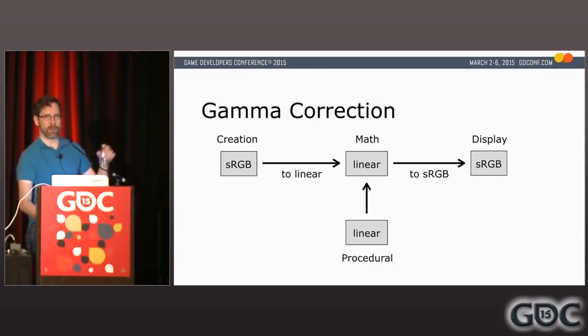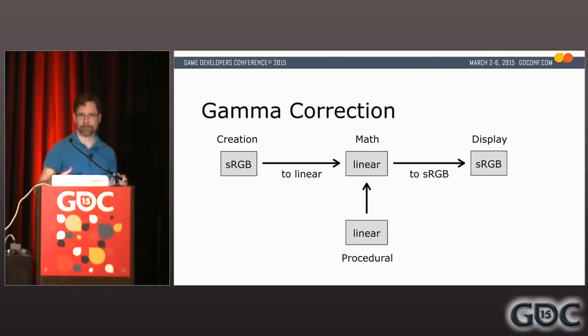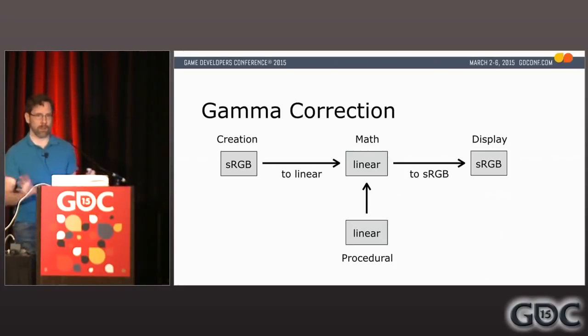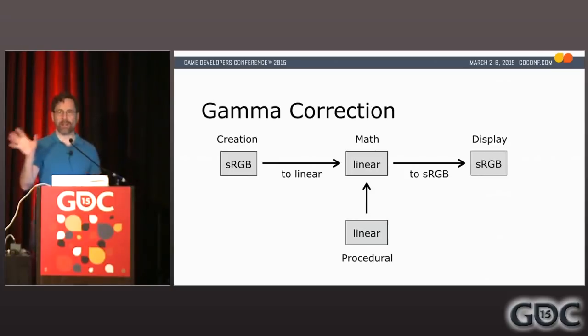So this does raise a question. This seems like a lot of work. Why don't we just read in our data, store it linearly, do everything linearly, don't worry about any of this, and then at the very end, just write it out as sRGB?